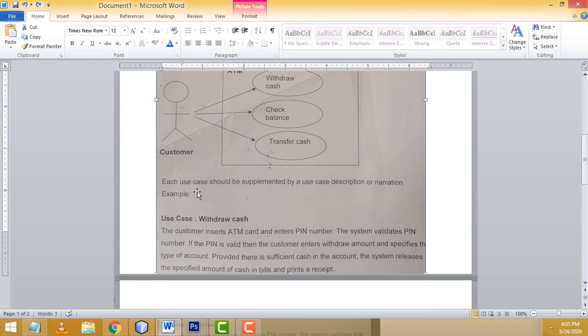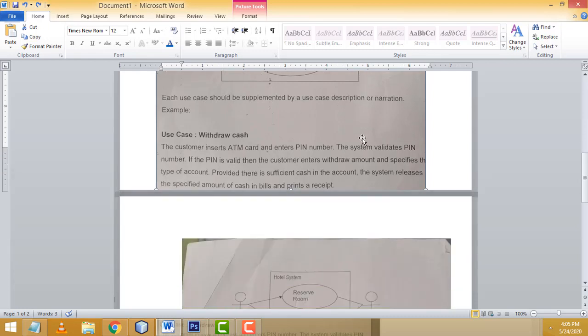So here each use case should be supplemented by a use case description, right? Here I have written: the customer inserts the ATM card and enters the PIN number. When you insert the ATM card into the ATM machine, you must enter the PIN number. If the system validates the PIN number, and the PIN number is valid, then the customer enters the withdraw amount and specifies the type of account.